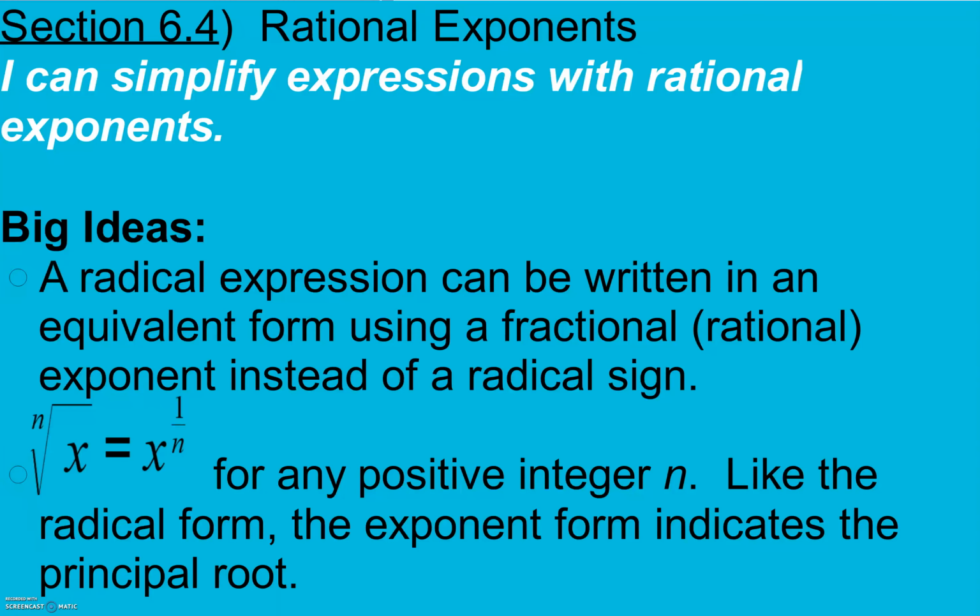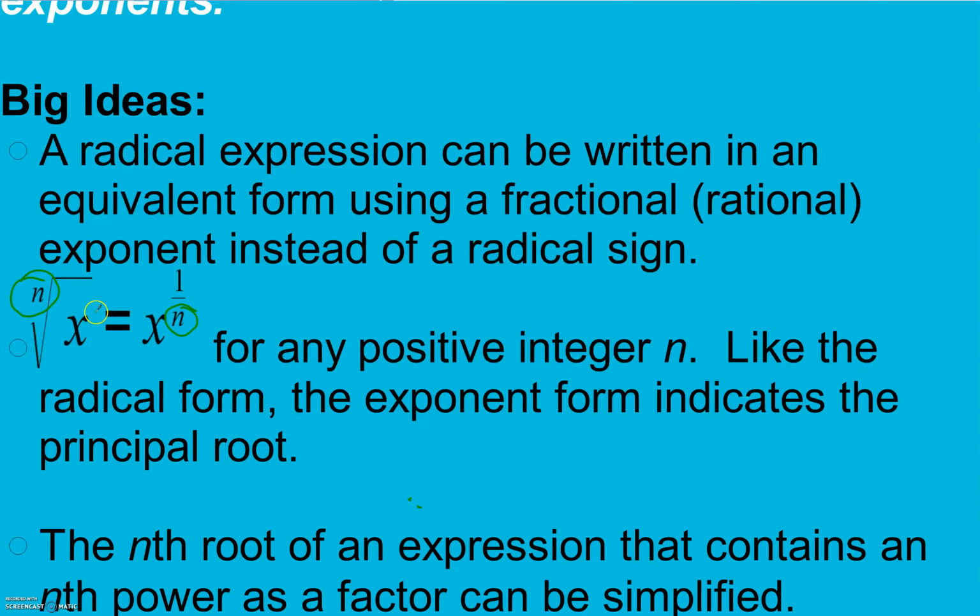Section 6.4 is rational exponents. I can simplify expressions with rational exponents. Big ideas here: a radical expression can be written in an equivalent form using a fractional or rational exponent instead of a radical sign. In order to do that, we're going to take our index number and make it our denominator. Our exponent stays the top part.